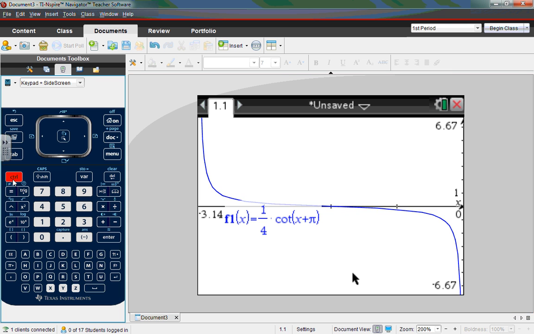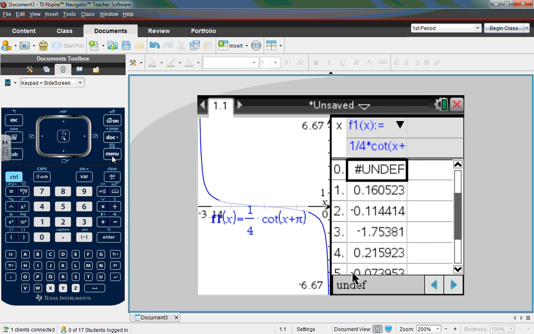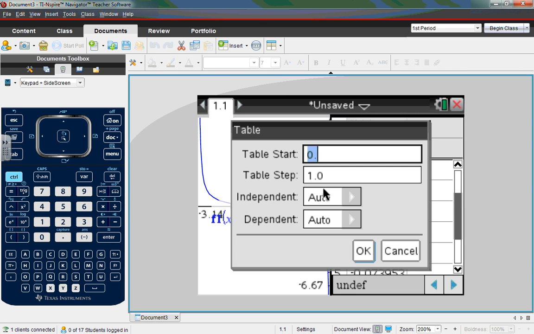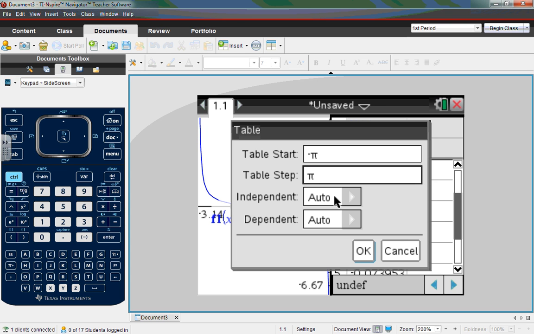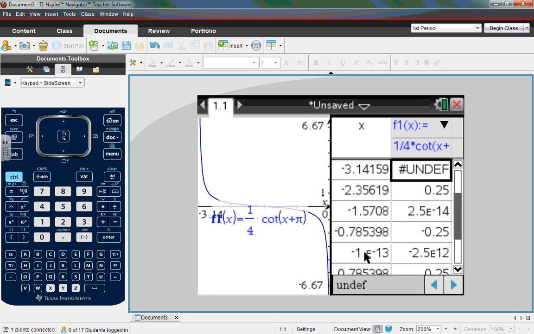I can go over here and hit Control T. I'm going to hit Menu, I can do Table, and I'm going to do Table Settings. I want mine to start at negative pi, and I want it to go by steps of pi over 4, right? Do we recognize the 0.25? Do you recognize the negative 0.25? Do you recognize this e to the negative 14? What's negative 14? It's almost 0. It's scientific notation. We all understand that. So we know that we're accurate now.